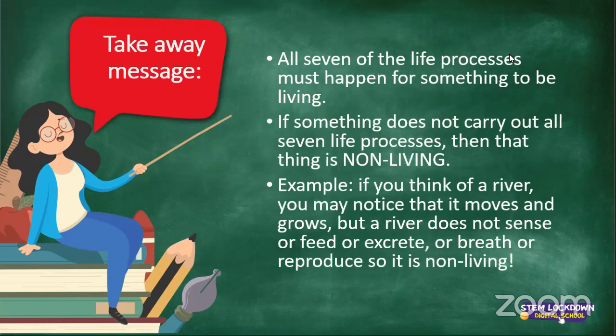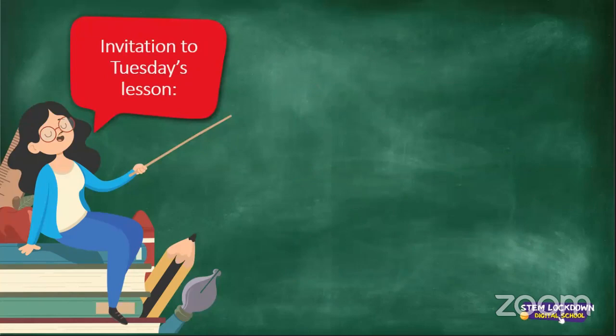Okay, an example. If you think of a river, you may notice that it moves and it grows, but a river does not sense or feed or excrete or breathe or reproduce. So it is non-living. Now remember when we looked at the sea in those first pictures, the answer there would be non-living because it doesn't breathe, it doesn't feed, it doesn't excrete, it doesn't reproduce. And that was it for today's lesson.